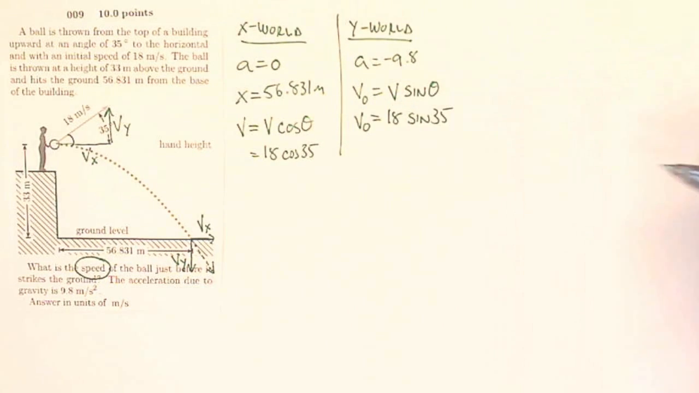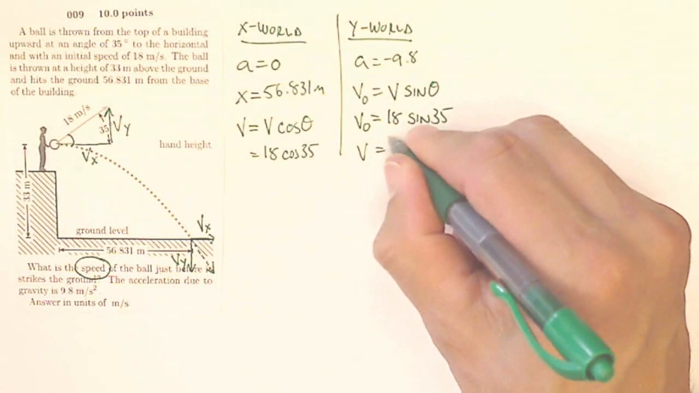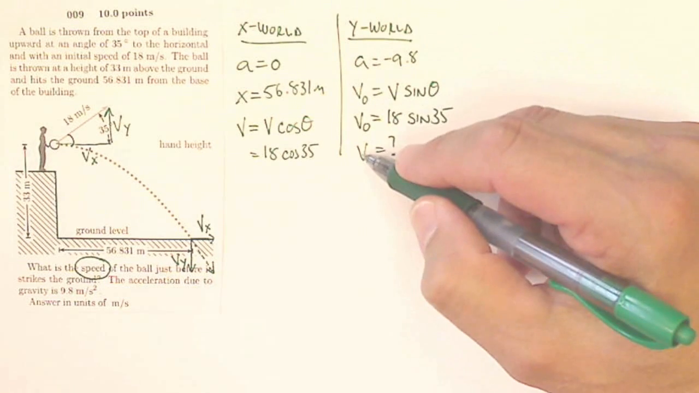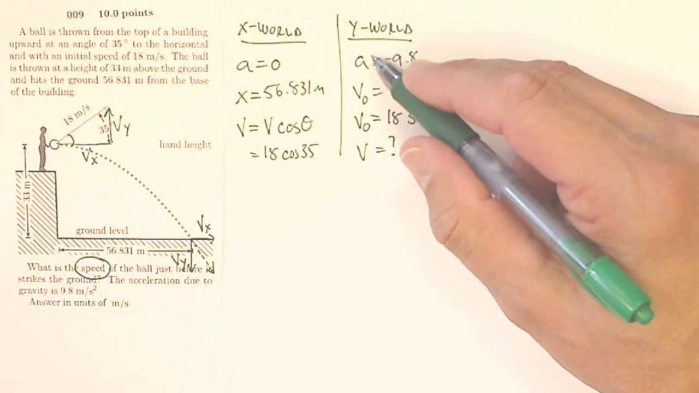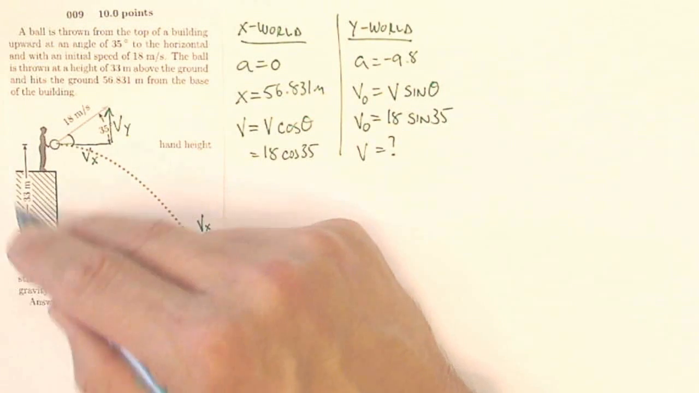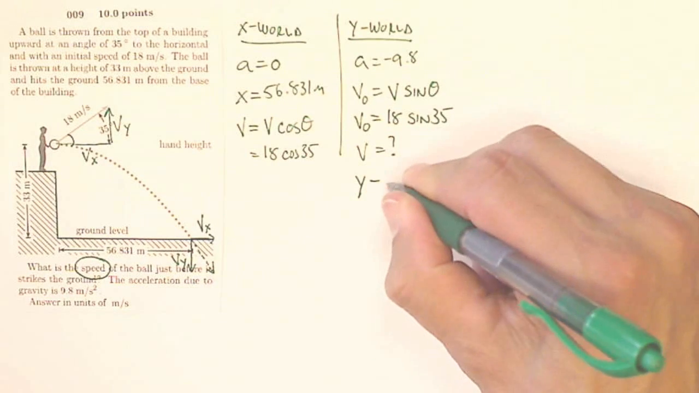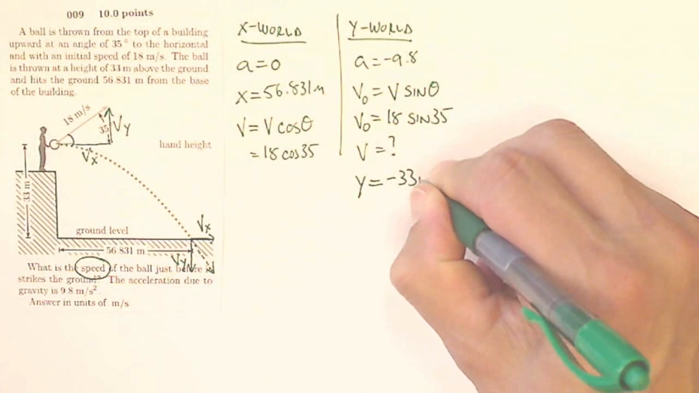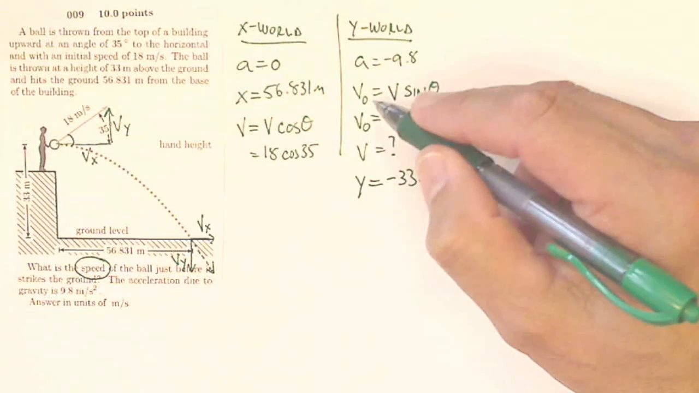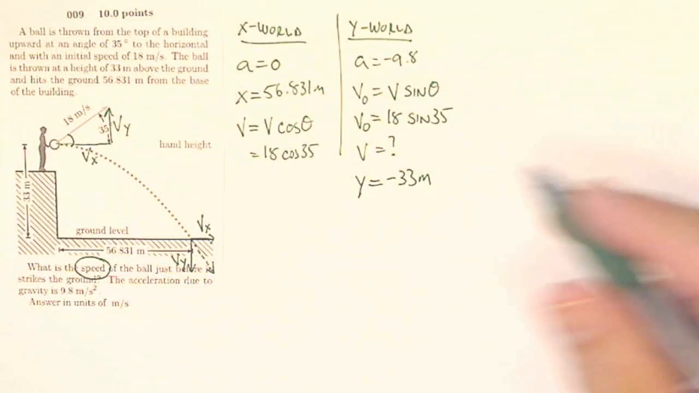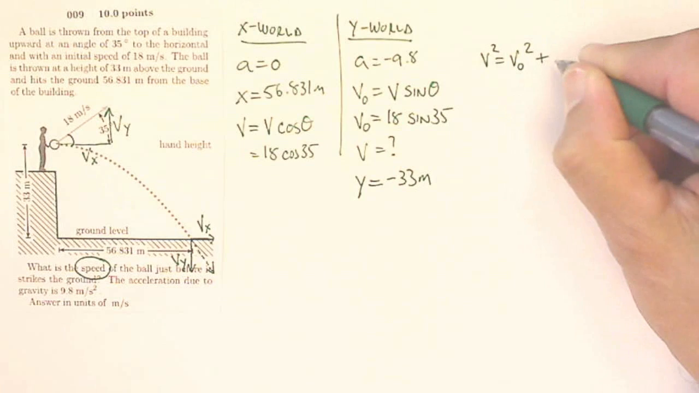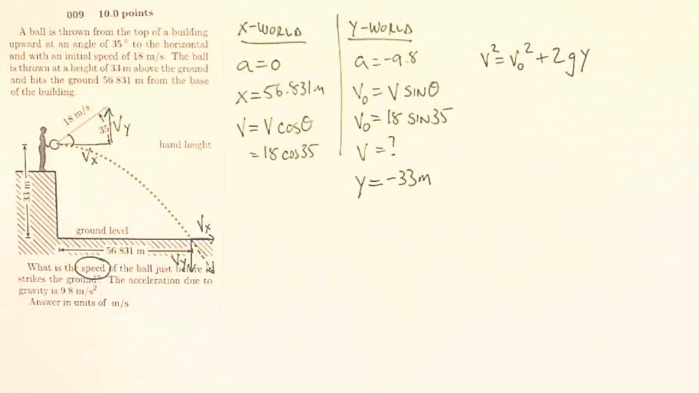That's my initial velocity. I'm looking for my final velocity. I don't know the time, but I do know my displacement is 33 meters down. It's going to wind up negative 33 meters by the time it hits the ground. So with acceleration, displacement, and initial velocity, can I get final velocity? Sure I can. I can use v squared equals v0 squared plus twice my acceleration times my displacement.